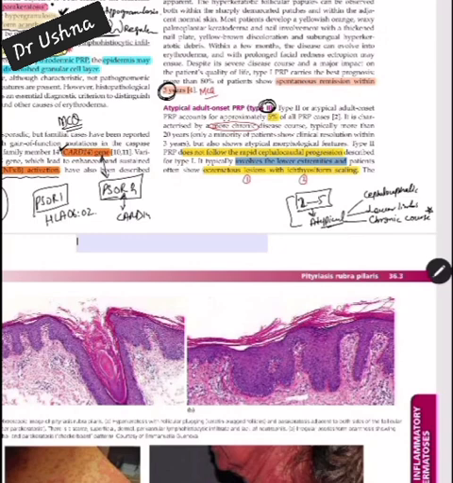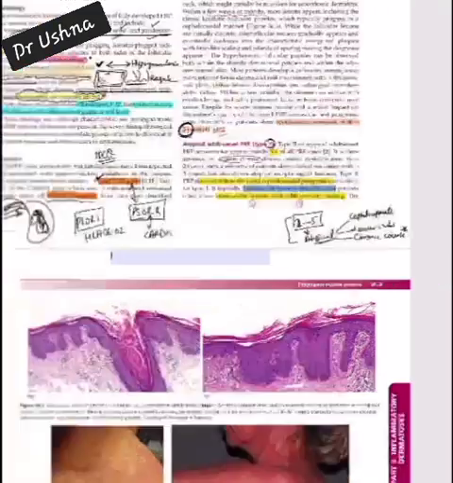Then for type 2, you have to remember two lesions. The follicular papules are going to be there because it's the main feature of the PRP. That's going to be there in the type 2. But the atypical thing is that there are going to be eczematous lesions and ichthyosiform lesions. So these are the two different features of the type 2 PRP.